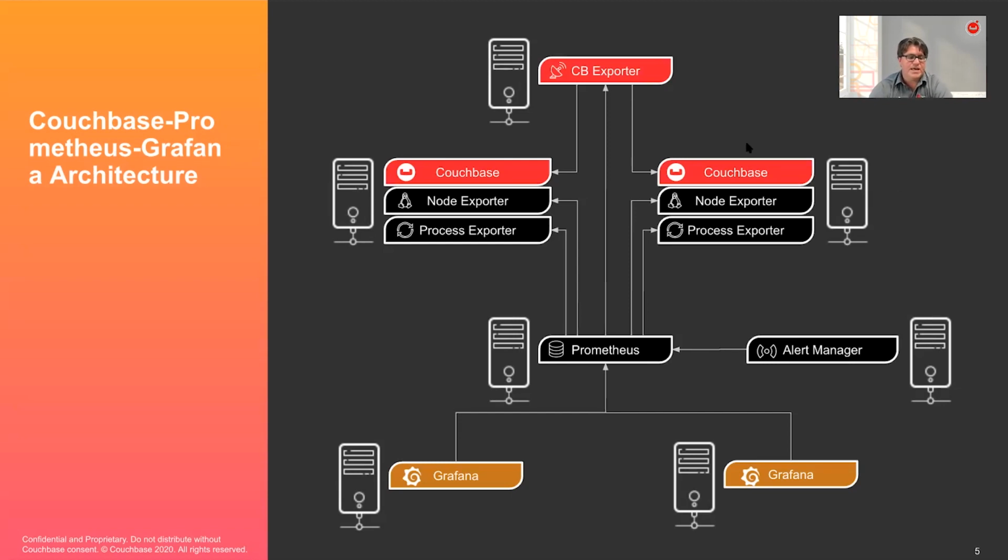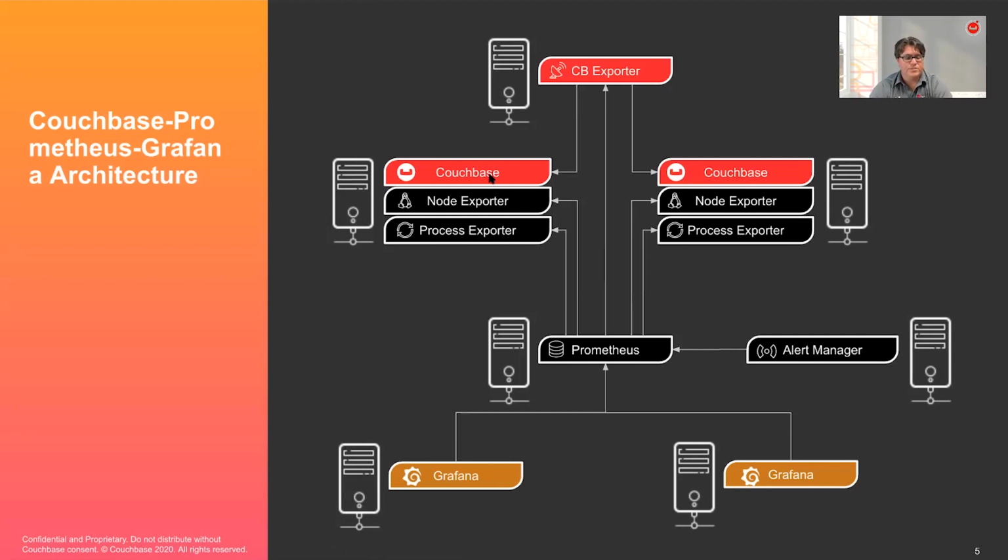Then we have our Couchbase exporter, which is running external to all of our Couchbase nodes. We have Prometheus that's scraping the exporters. Prometheus is also providing information to Alert Manager and Grafana. And you can see that we've got these all built out on different machines, but this is obviously very customizable for whatever it is that you want to do.